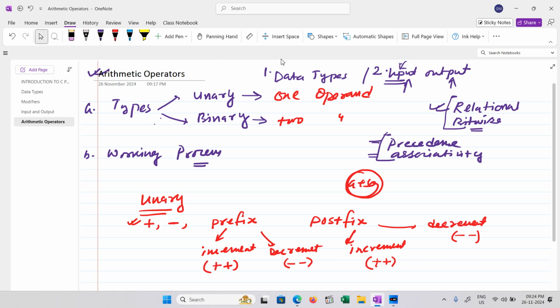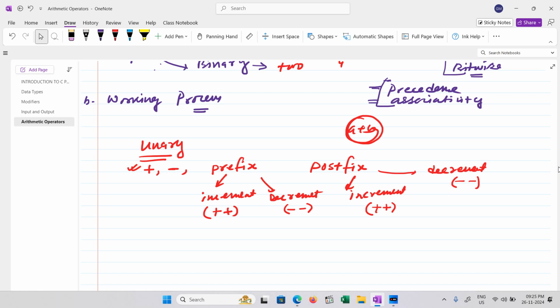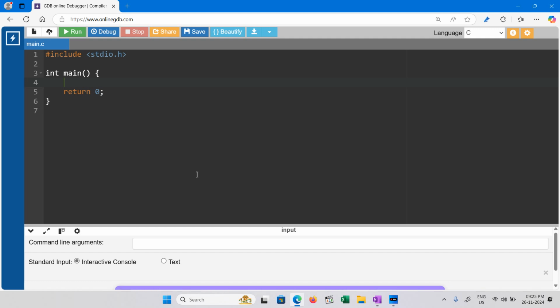We'll see when such an operator will be considered as a prefix and when it will be considered as a postfix, right? So let us first complete our unary operators, how they work, and we're going to see when it is called prefix and when it is called postfix, and their working process. And thereafter we're going to cover the binary arithmetic operators, those that require two operands. Okay, so let's go back to the online GDB compiler and see the working process. Let's declare some values. Here I have declared one variable as 10.